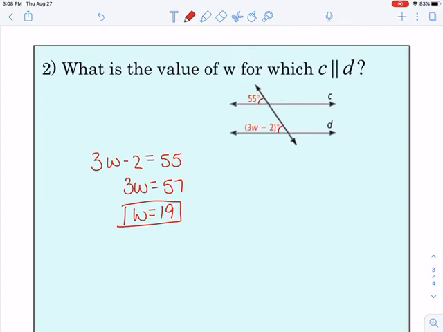If I look back at the problem, it's just asking me for the value of W. I don't have to plug anything in. I'm done.